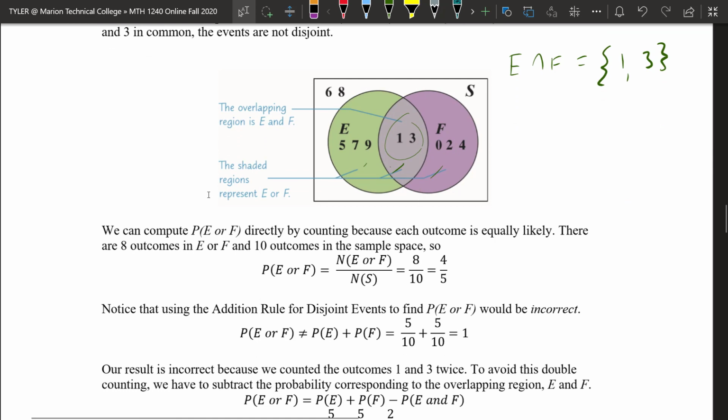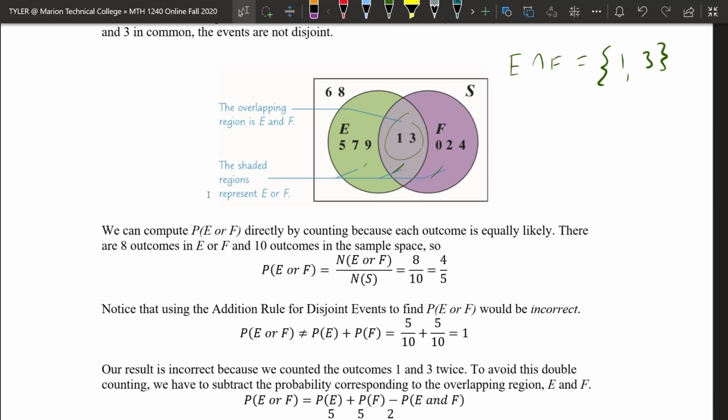So the problem is if we just calculated this using the probability of E plus the probability of F, we're going to count the numbers 1 and 3 twice, essentially, right? So what we're going to have to do is subtract that out. So we can compute the probability of E or F directly by counting because each outcome is equally likely. There are 8 outcomes in E or F and 10 outcomes in the sample space.